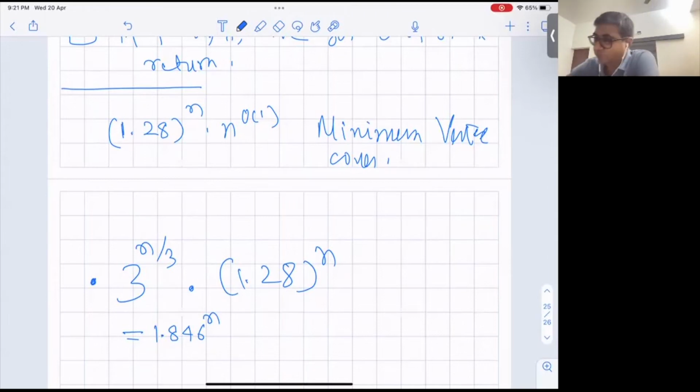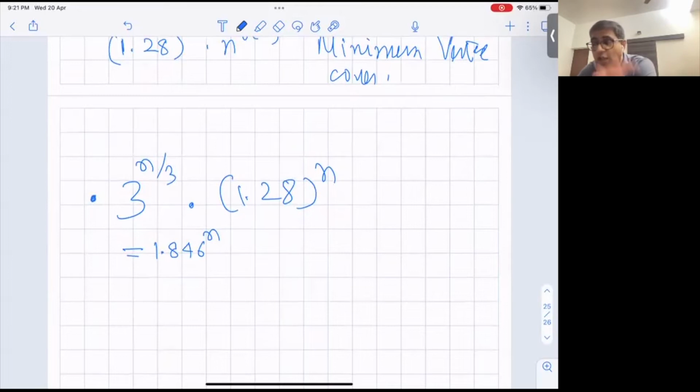But notice, why do you think that the running time of this algorithm should be way better than this running time? Why do you think? Do you think it should be much, much better than this? And why do you think that?